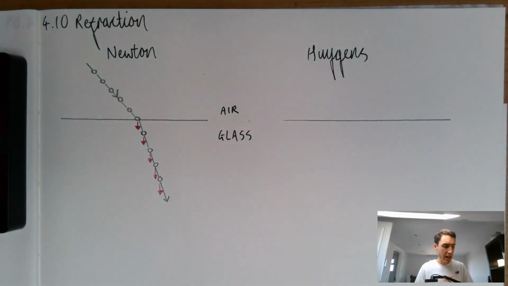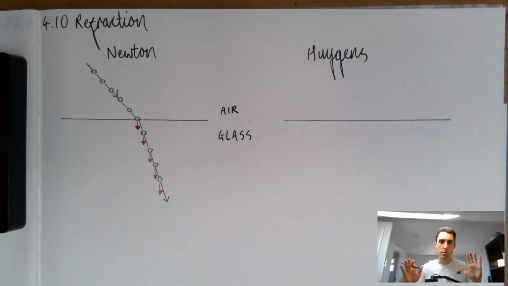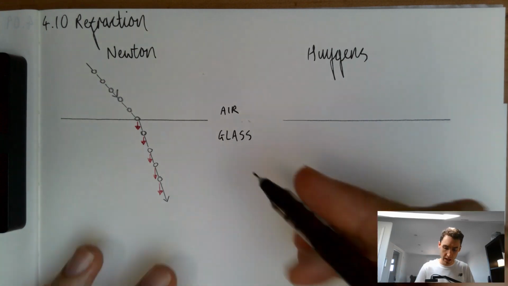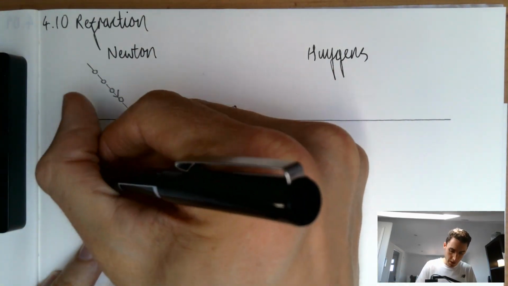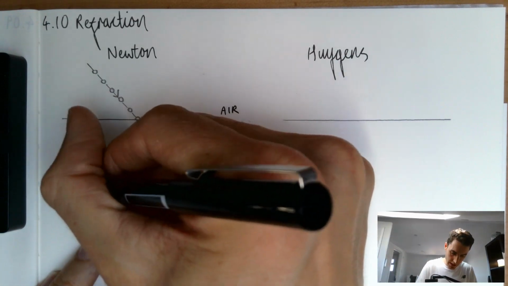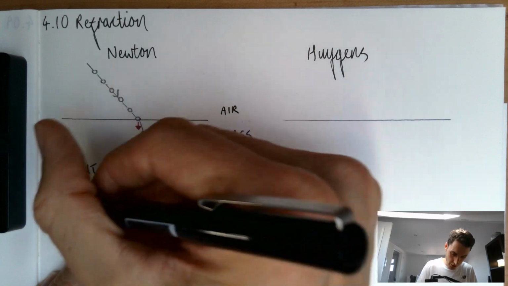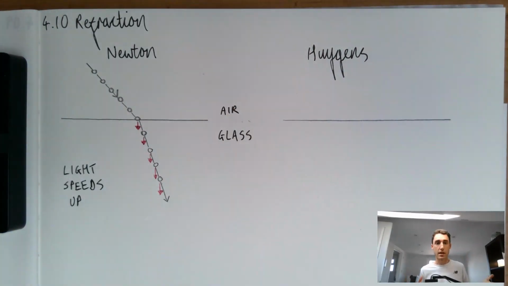And what's important here is if Newton's guess is correct, at the time, late 1600s, Newton wasn't able to test this, but he said, well, if my guess is correct, then light should speed up when it goes from air into glass, because it's got this extra attractive force that's pulling it into the glass, essentially. So, something like that, light speeds up.